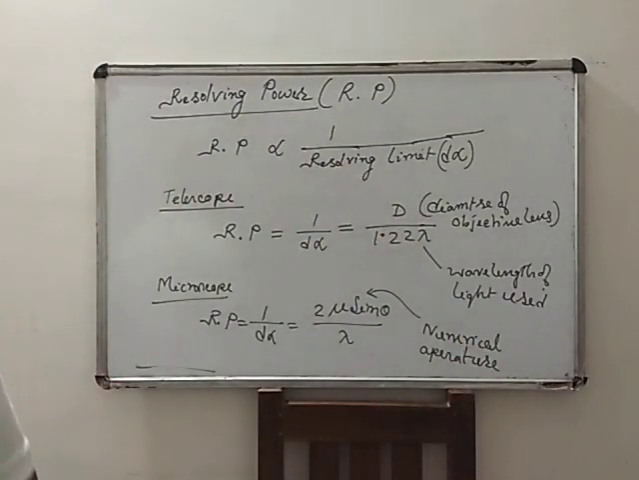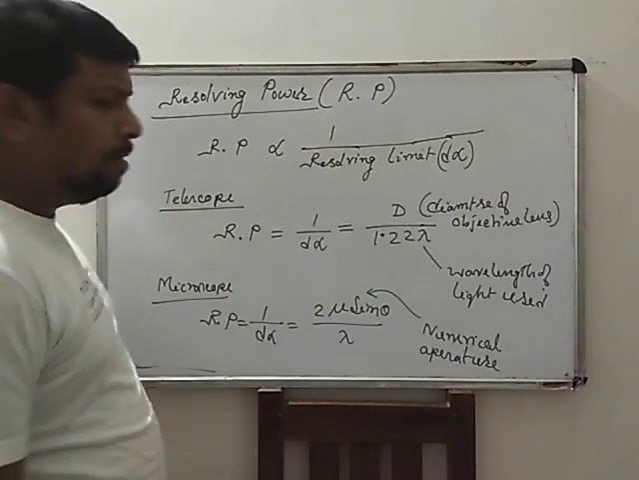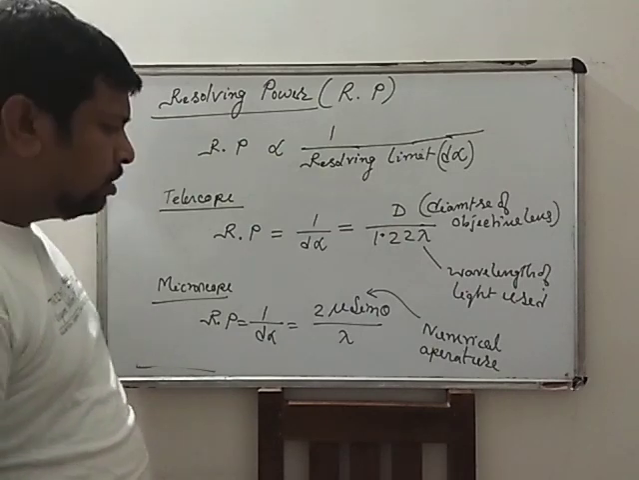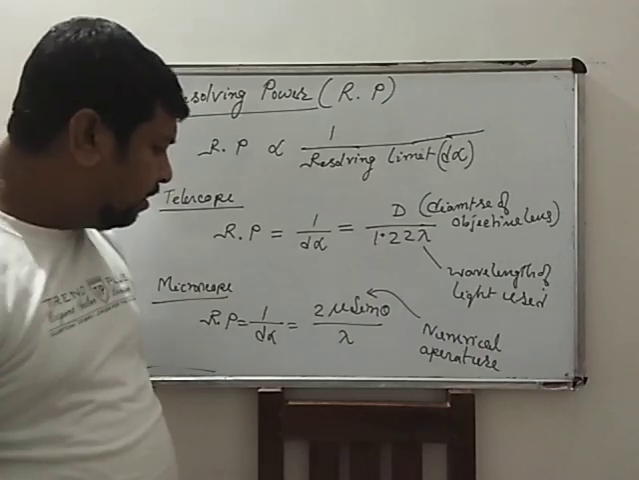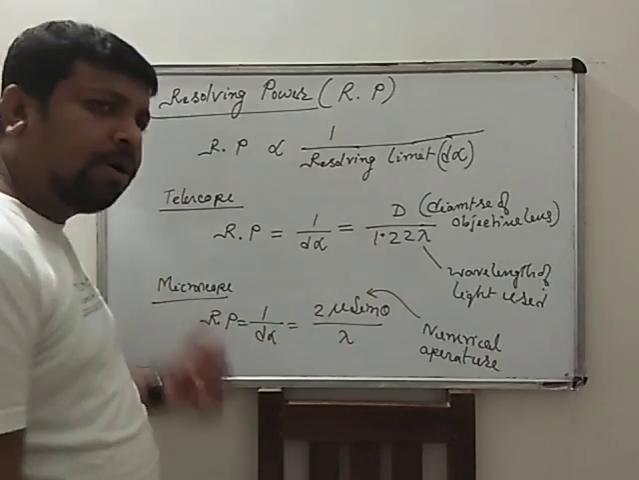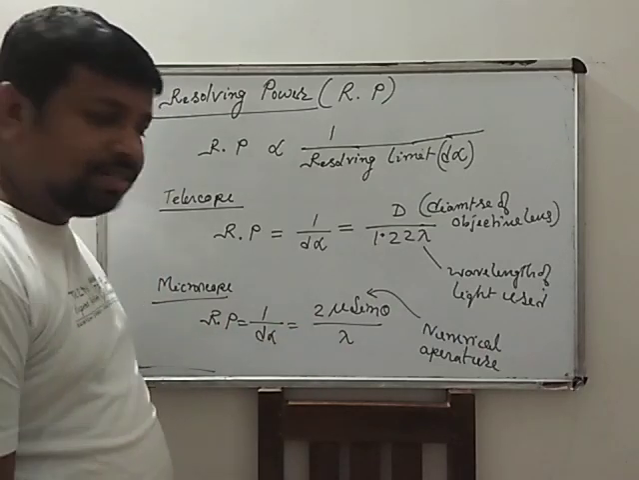This mu sin theta is known as numerical aperture. So if mu sin theta is increased, then resolving power is increased. If lambda is decreased, the resolving power of the microscope is increased.